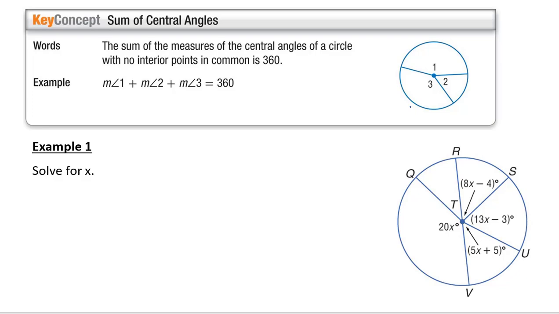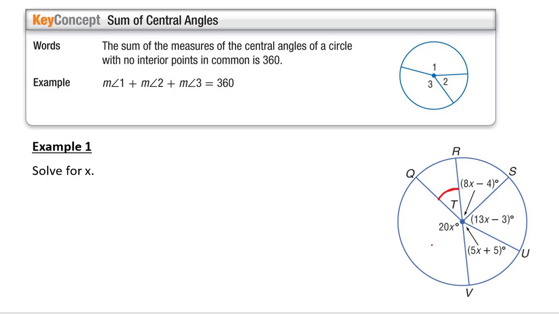Okay. Sum of central angles. The sum of the measures of the angles in a circle is 360 degrees. Okay, for this example, solve for x. So you have a 20 there, you have a 5x plus 5, a 3x minus 3, an 8x minus 4. QT is not a diameter. TS is a radius. So I don't know what this last angle is here. I don't have something in there.